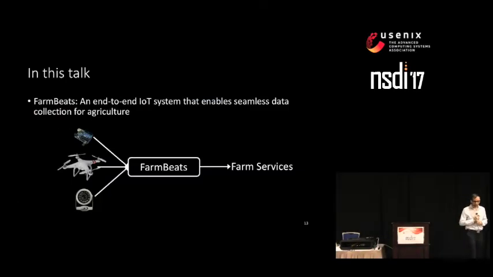And that's exactly what I'm going to talk about today. I'll talk to you about our system FarmBeats, which is an end-to-end IoT system that enables seamless data collection for agriculture. It can take data from all those kinds of sensors that you can imagine, sensors, drones, cameras, digest that data, and provide services to the farmer. The farmer can then access the services at his cell phone or his computer.